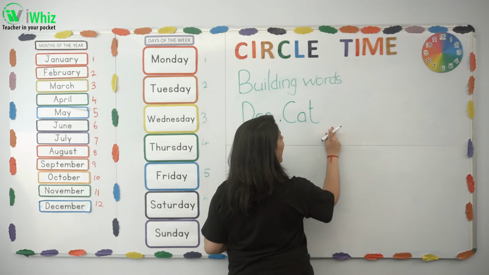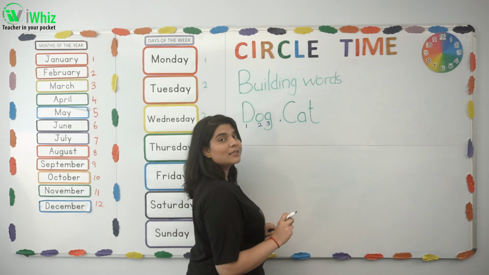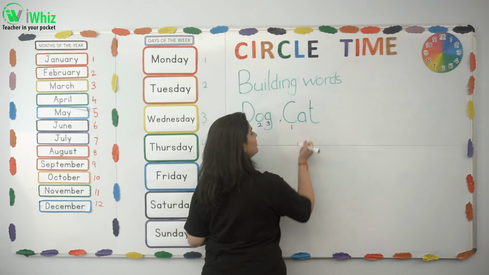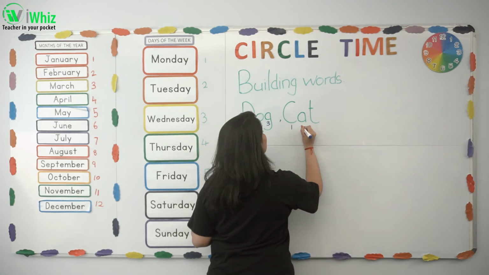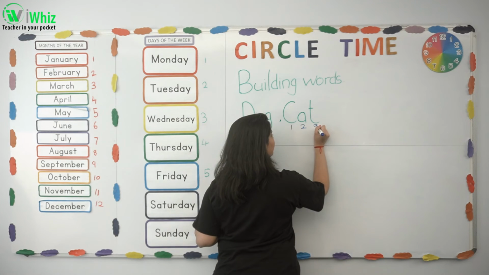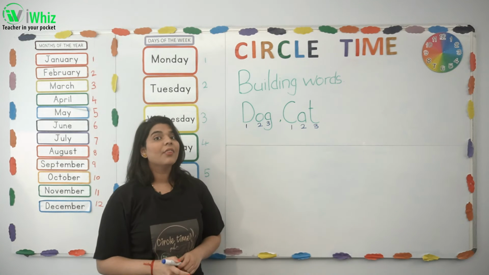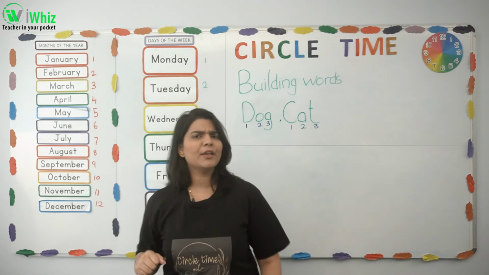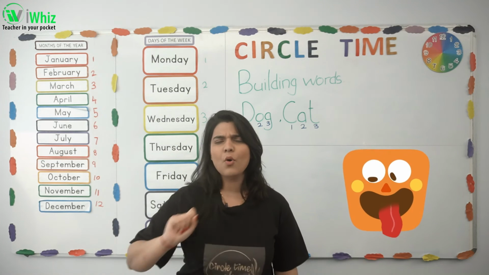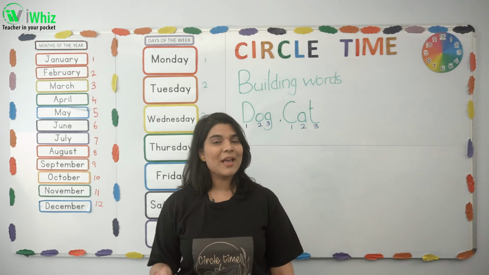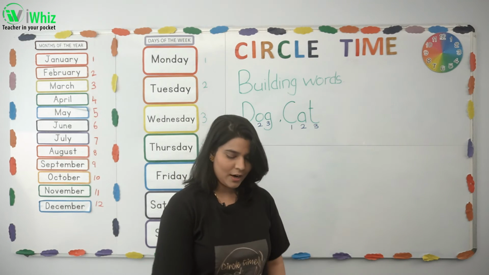Let's move on to cat. K-A-T, cat. K, 1. A, 2. T, 3. Cat. That is also a 3-letter word. Do you think you're ready for just one more word? Let's do it. Let's make one more 3-letter word.